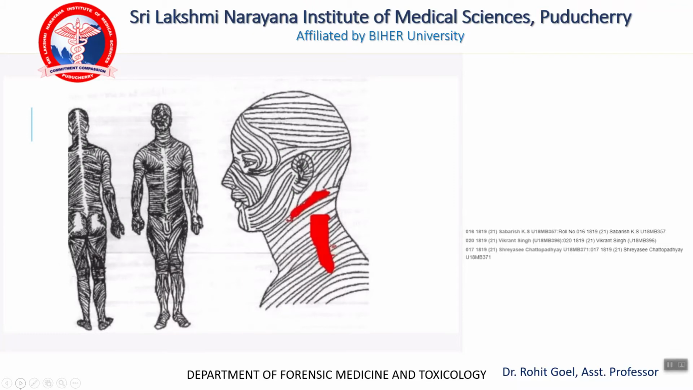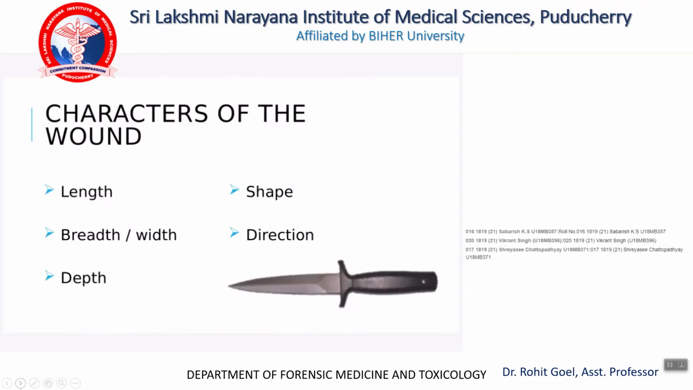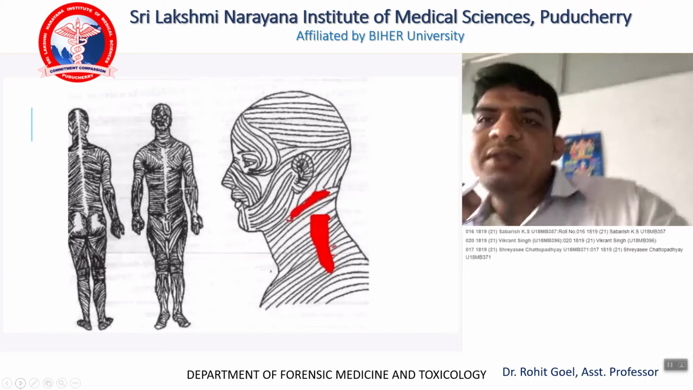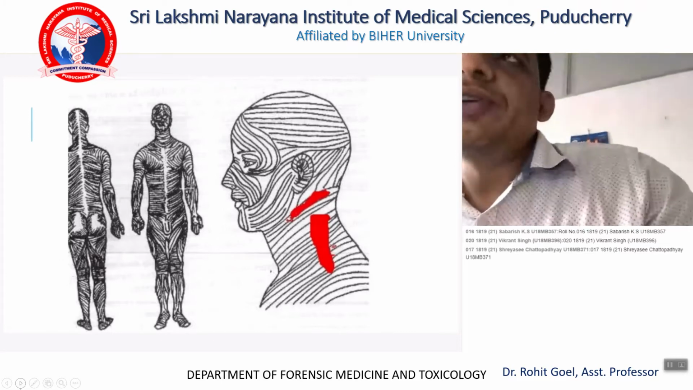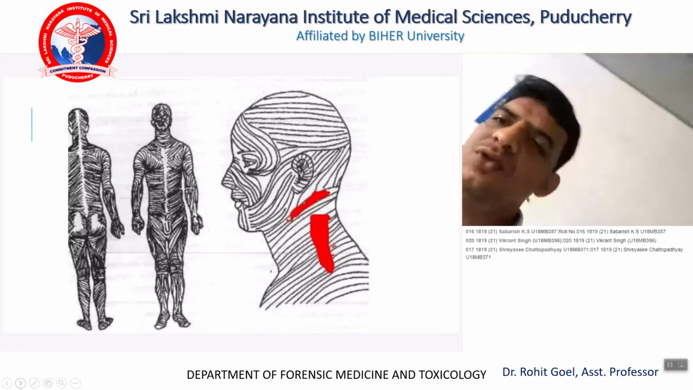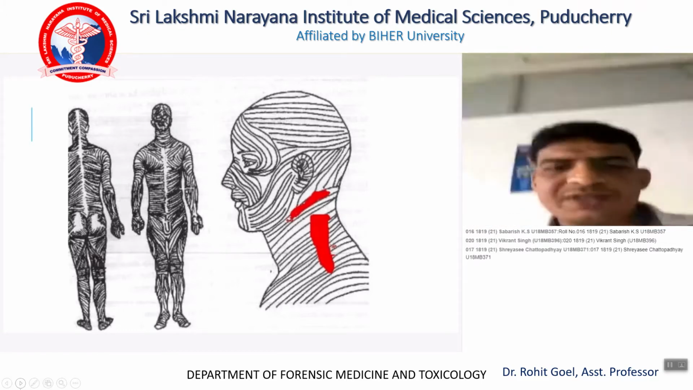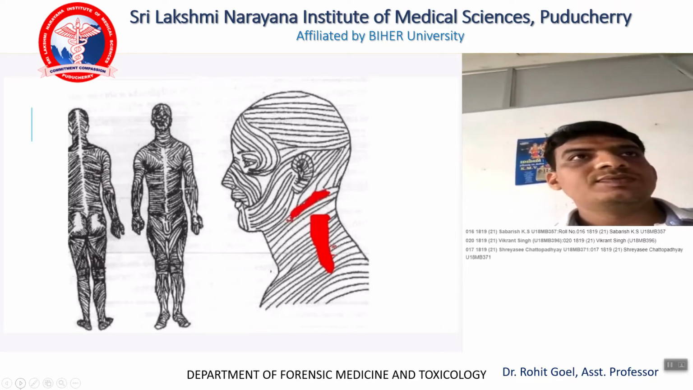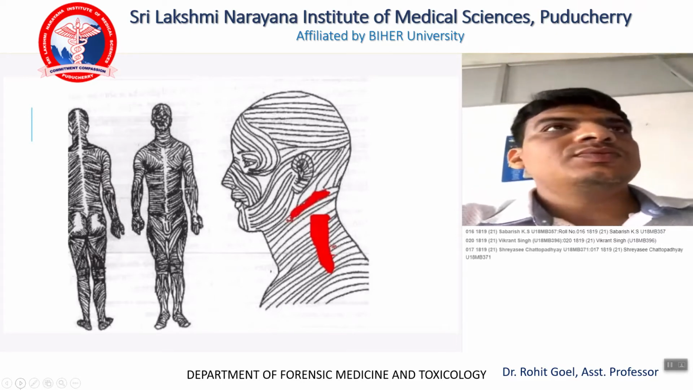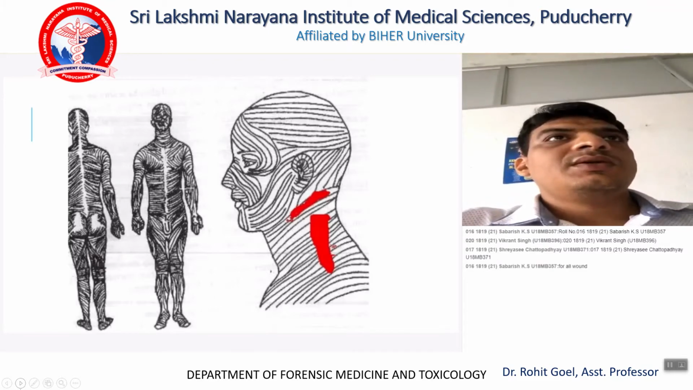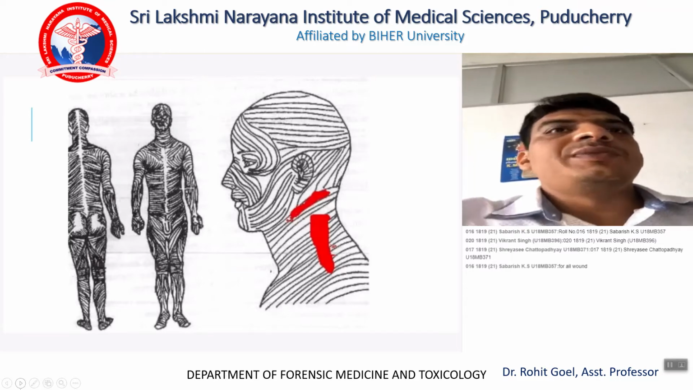Next, we discussed Langer lines. These Langer lines will distort the shape of a wound. Okay, I have a question for you. Is this Langer line that is going to distort the shape of a wound applicable for all kinds of wounds, or will it be applicable only in the case of stab wounds? Yes, for all wounds it will be applicable.